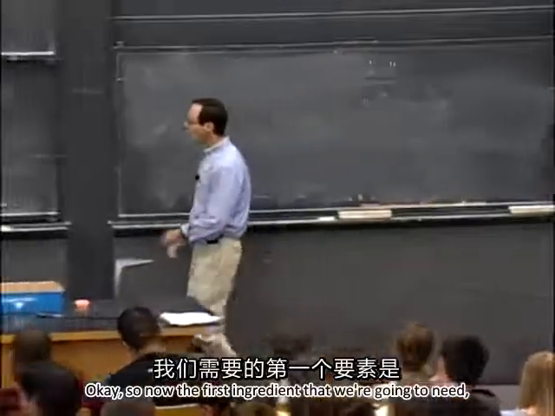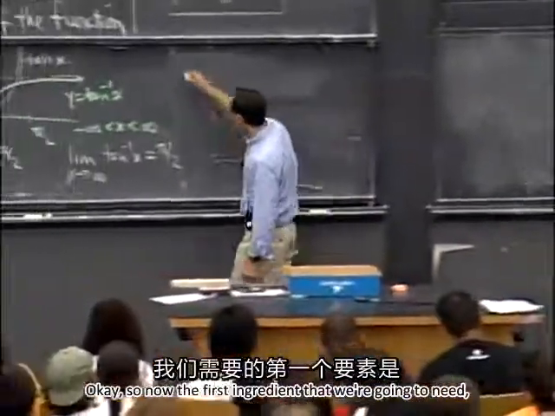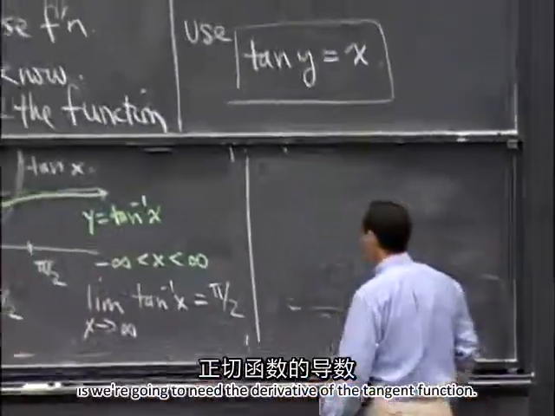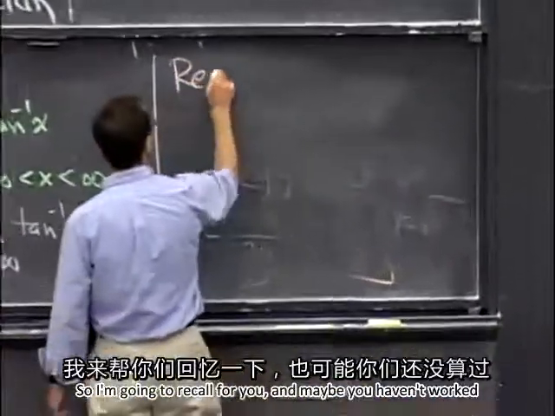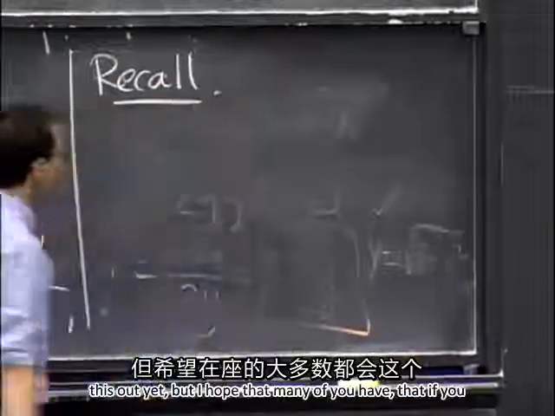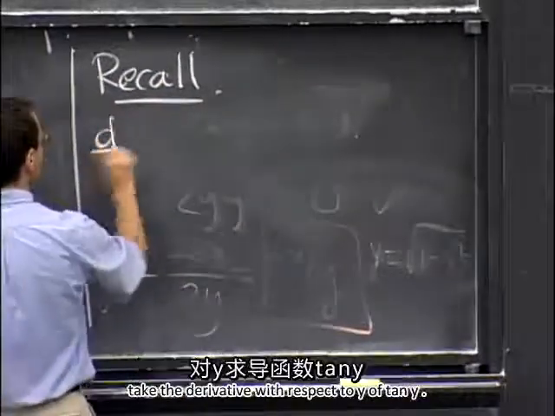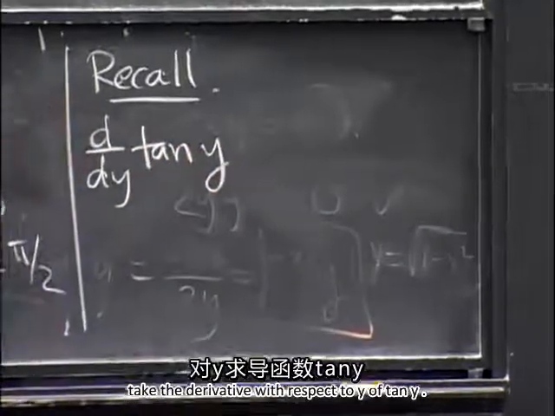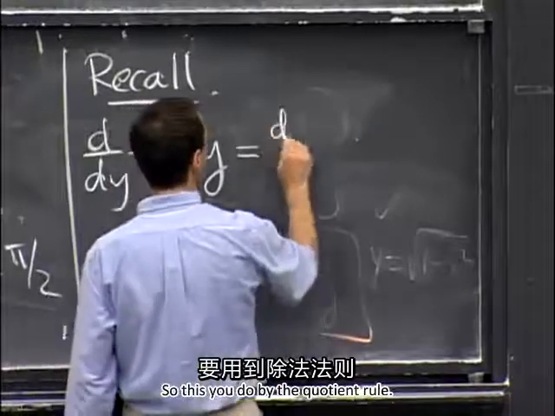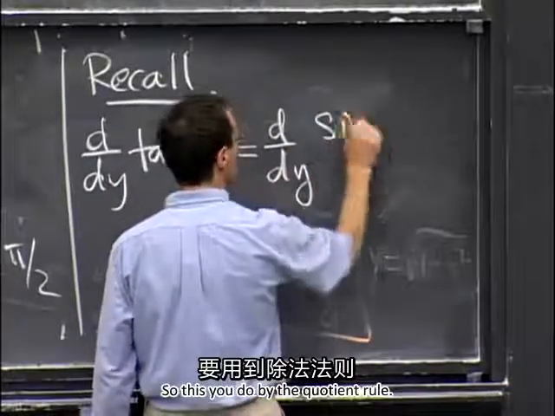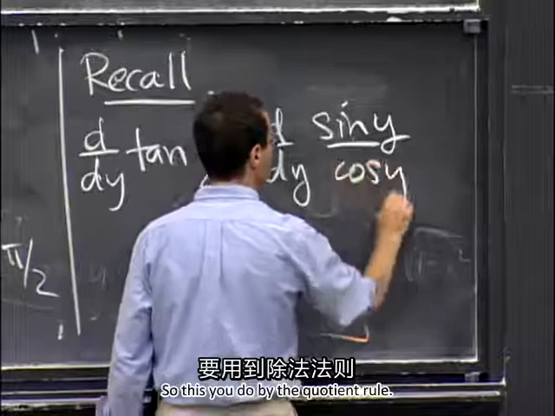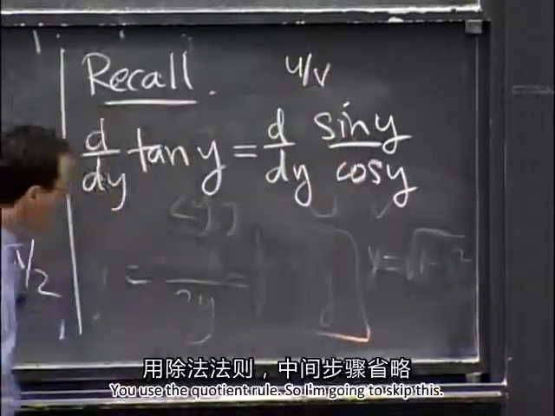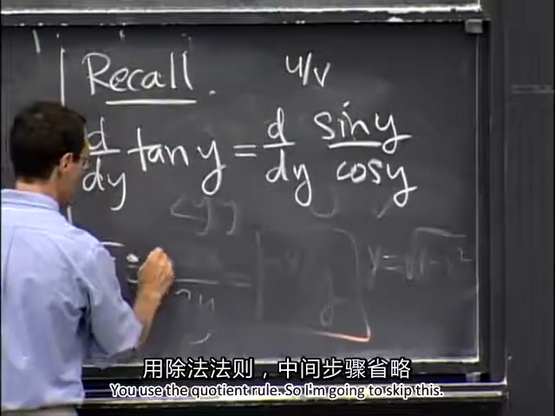Okay, so now the first ingredient that we're going to need is the derivative of the tangent function. So I'm going to recall for you, and you maybe haven't worked this out yet, but I hope that many of you have, that if you take the derivative with respect to y of tan y, so this you do by the quotient rule. So this is of the form u over v, right? You use the quotient rule. So I'm going to skip this.